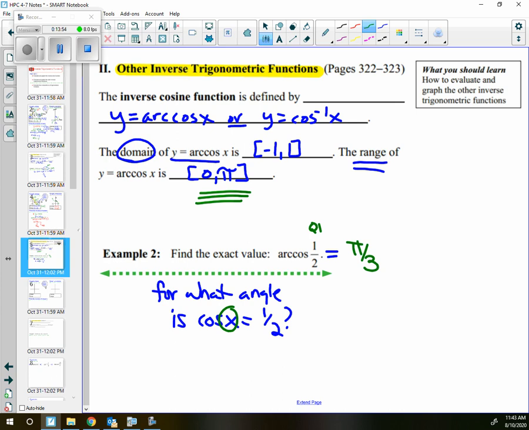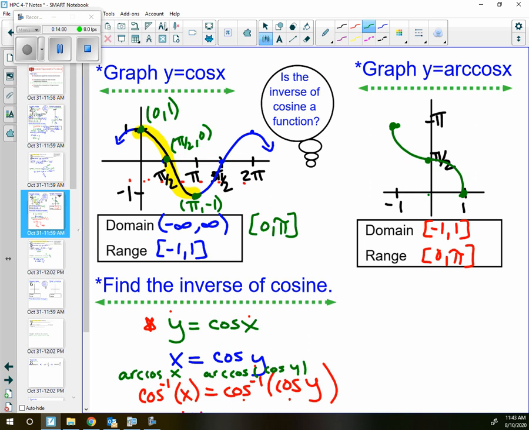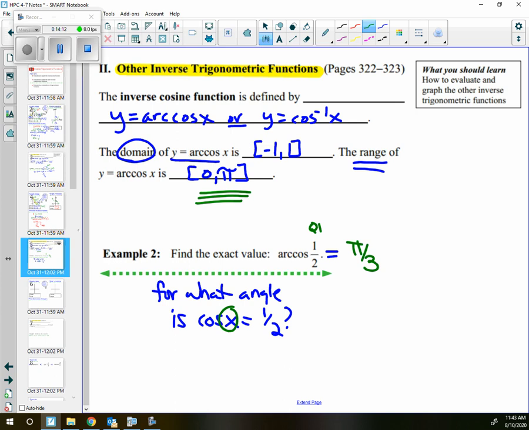Now notice there's other places where this would happen. 5 pi over 3 is another place where cosine would be positive a half. If you go back to the graph, like here. Well, I don't want that one though. Notice it's not in my highlighted part. I want the one that's in the highlighted part. So I want the pi over 3, not the 5 pi over 3, or any of the other coterminal angles that you might come up with. So that's the whole idea for inverses, that we're all saying the same thing.